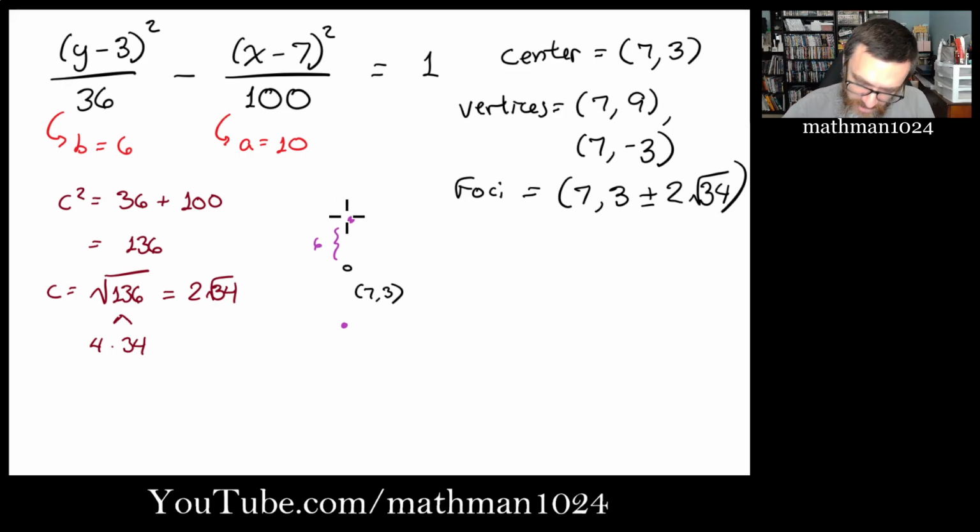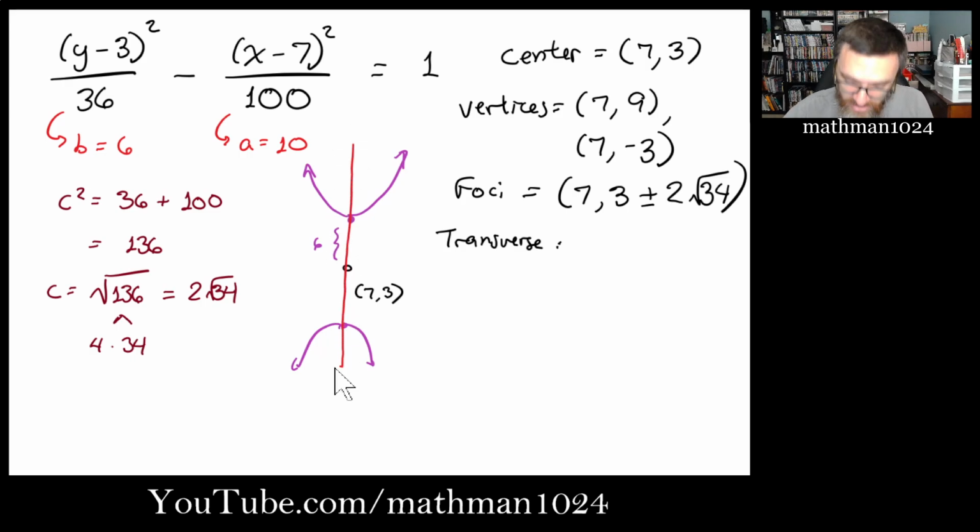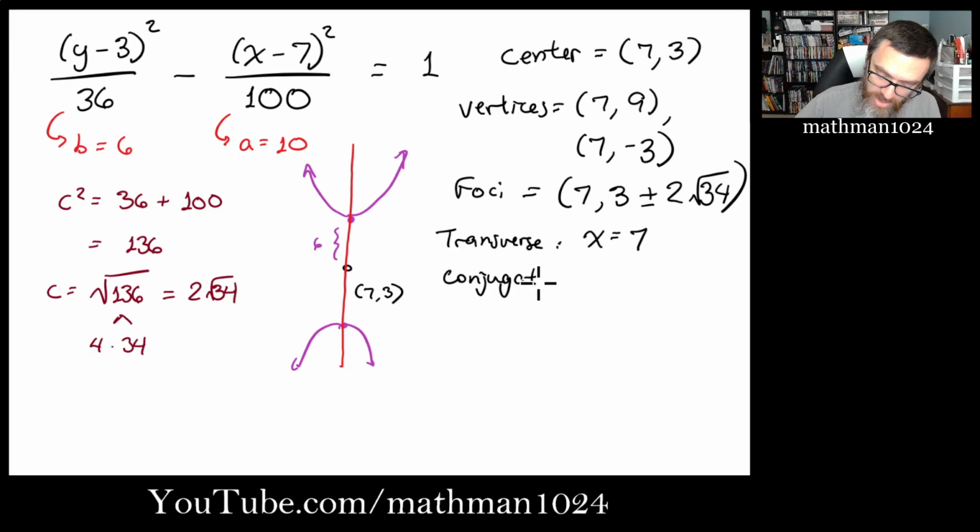The way that my graph is set up, these will be my branches. Your transverse axis is the axis that goes through the center and the foci. It's a vertical line here. In this case, x equals 7. Your conjugate axis is the one that is perpendicular to that going through the center. So that means a horizontal line in this case, y equals 3.